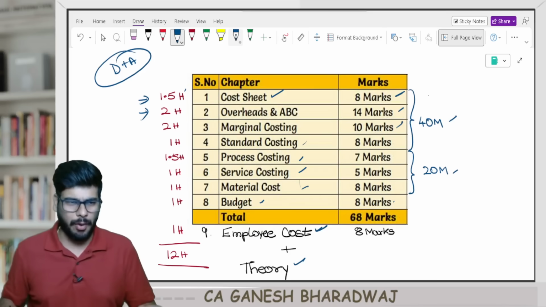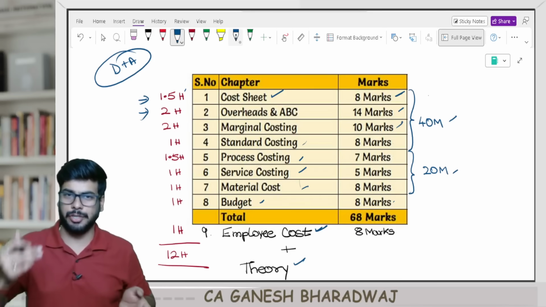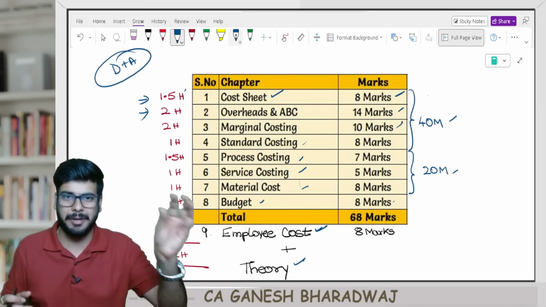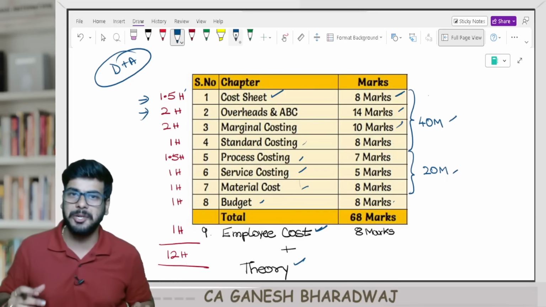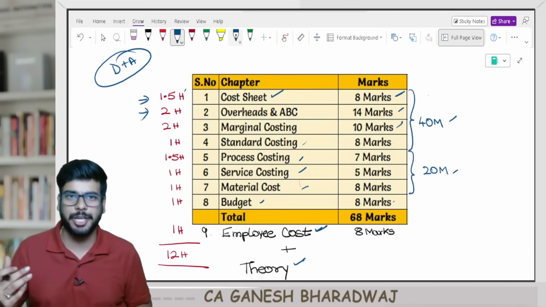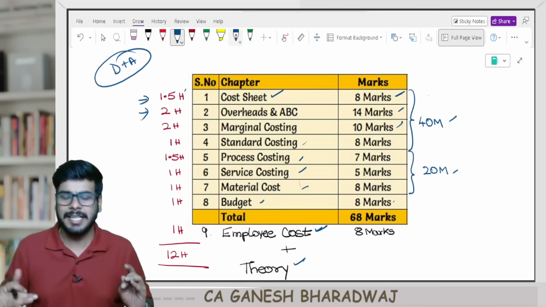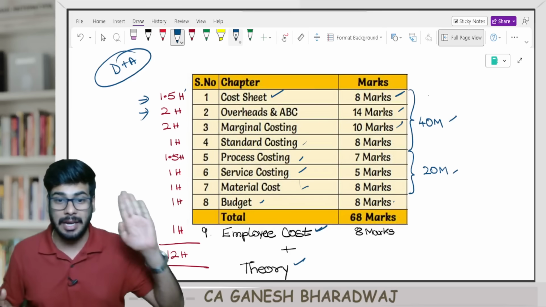In overheads, what do you have? Your primary distribution, secondary distribution. Then you have comprehensive sums: primary distribution plus secondary and absorption. Then you have under or over absorption and its treatment. Then you have machine hour rate problems and a few more areas. That's about it. So please have this library of adjustments.